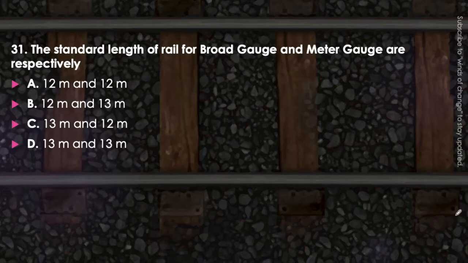The standard length of rail for broad gauge and meter gauge track are respectively: 12 meter and 12 meter, 12 meter and 13 meter, 13 meter and 12 meter, or 13 meter and 13 meter. Just think about it. We have discussed it in the revision video of railway engineering. The answer is option C, that is 13 meter and 12 meter respectively. 13 meter for broad gauge and 12 meter for meter gauge track. Memorize it. It is important.